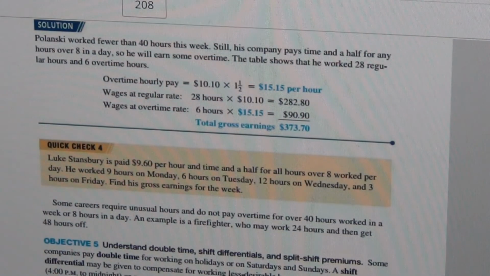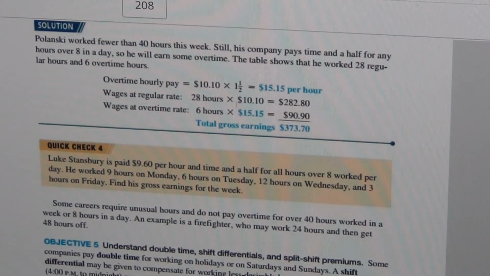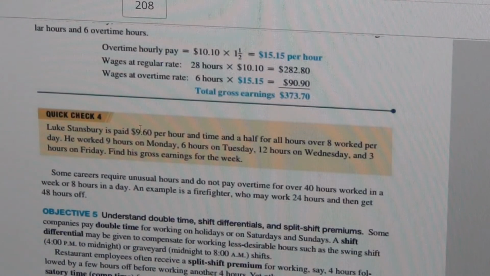Okay, so we're going to continue on looking at the next example here. We just finished up with Polanski. Now we're going to go on and look at understanding the way double time, shift differentials and split shift premiums actually work. So in essence, since the rule in California is that anytime you work more than 8 hours in a day, you're going to be subject to overtime. There is also in California the requirement that if you work any more than 12 hours, you're actually going to get paid double time. Instead of time and a half, now it becomes double time.